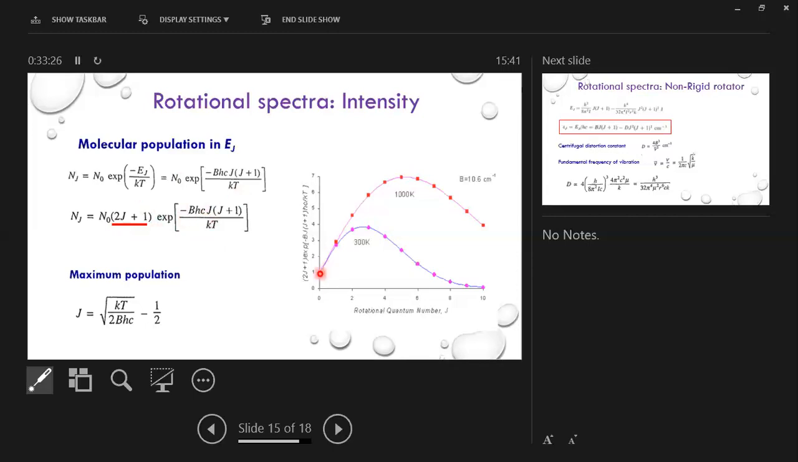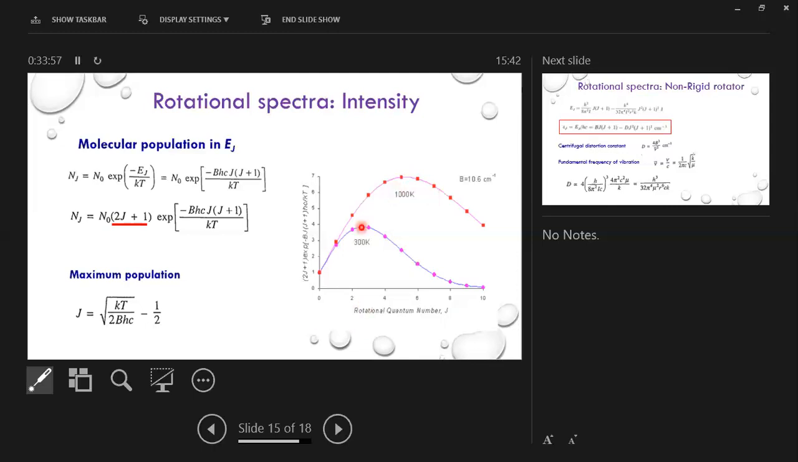And if we show a plot of J versus this entire term, we are plotting this, nJ by n0. It will start from 1, it will go on increasing and then decrease like this. If we increase the temperature, the situation will be this, because at higher energies more and more molecules will be excited to higher energy levels, right? So the peak will be shifted this way, and intensity will be high.